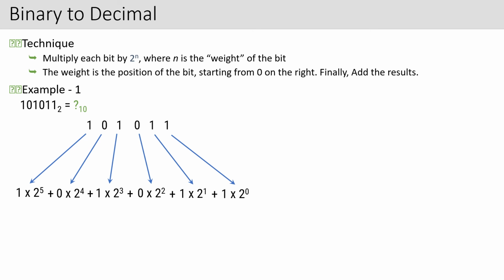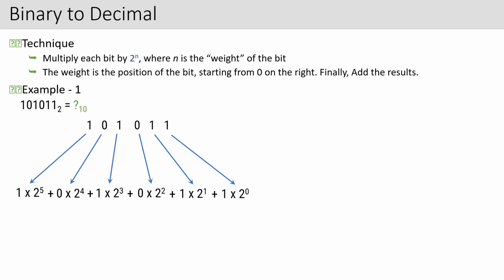You multiply each bit by what? 2 to the power n. What is n? n is the weight of the bit. How will you count the weight of the bit? You start from 0: 0, 1, 2, 3, 4, 5. So here you have 6 numbers, and since it starts from 0, it will have 2 to the power 5. So it will be 1 into 2 to the power 5, 0 into 2 to the power 4, 1 into 2 to the power 3, 0 into 2 to the power 2, 1 into 2 to the power 1 and 1 into 2 to the power 0.